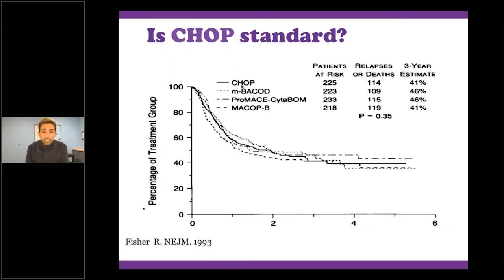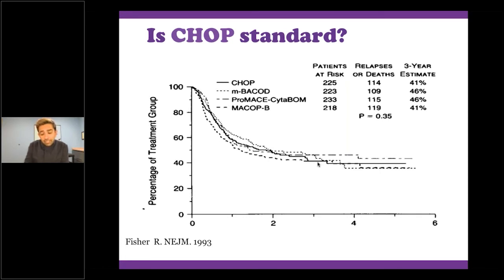Now, this older study that was published way back in 1993 took all patients with aggressive lymphomas and divided them into 4 groups. One group got CHOP, the second group got another cocktail called MBACOD, the third group got PROMACE, and the fourth group got MACOP-B. As you can see, these curves are all the same. What it meant is that CHOP and the other aggressive regimens had similar outcomes. However, what we found is that the toxicity from CHOP was significantly less compared to the other regimens.